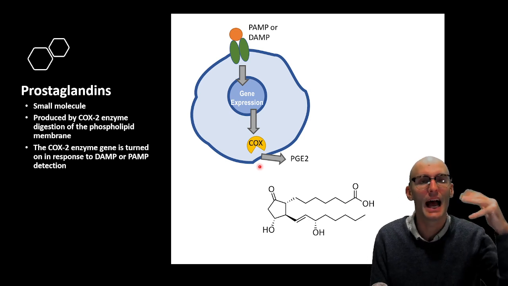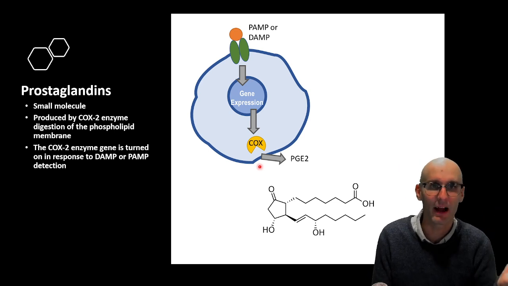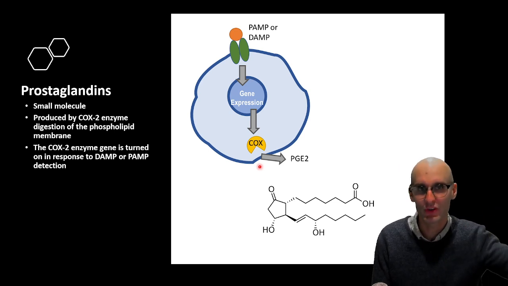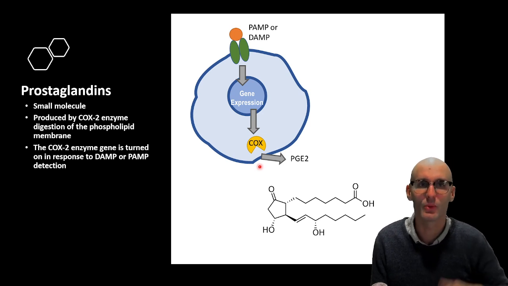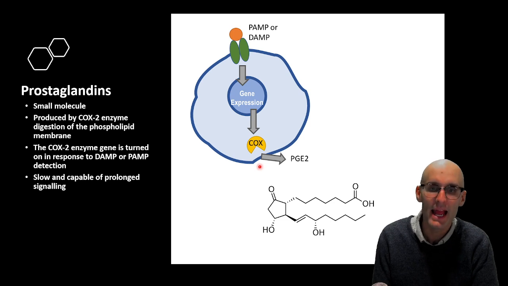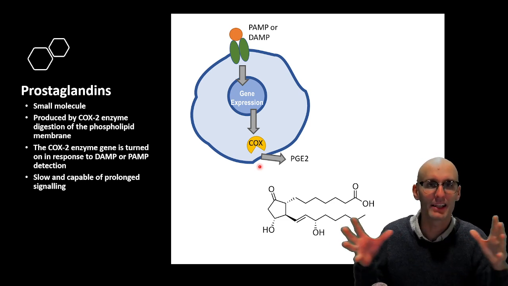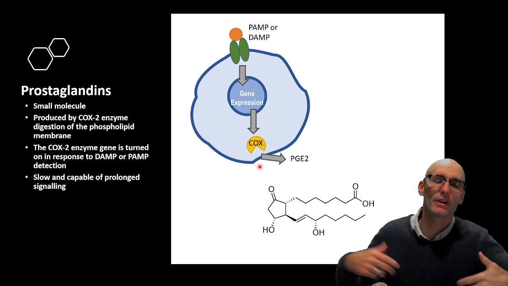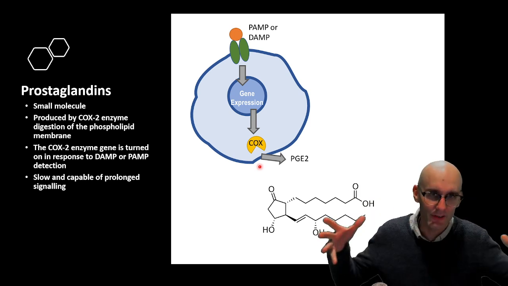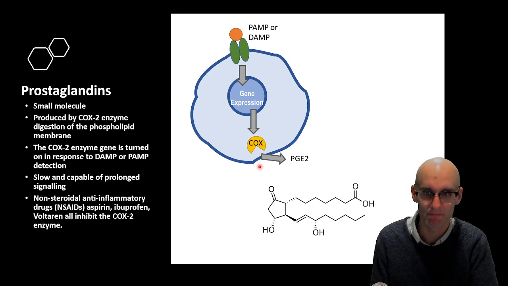So if a cell has an IL-1 receptor, for example, if you activate that IL-1 receptor using an IL-1 cytokine, an interleukin-1 cytokine, you'll get COX expression as well. Now, it's slow and capable of prolonged signaling, and it's also quite local. It doesn't flow around the blood. It's more gently diffusing out through the membranes, and that's because of the lipophilic nature of it.